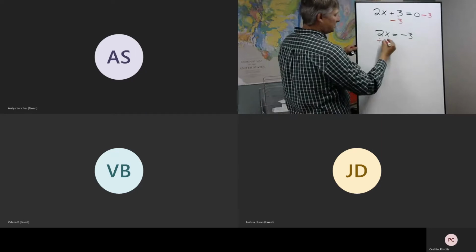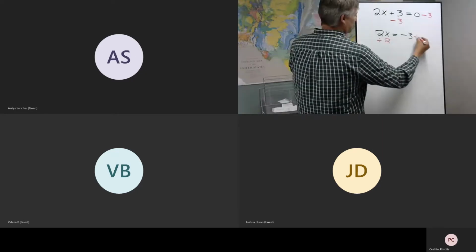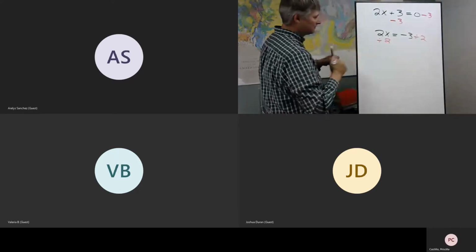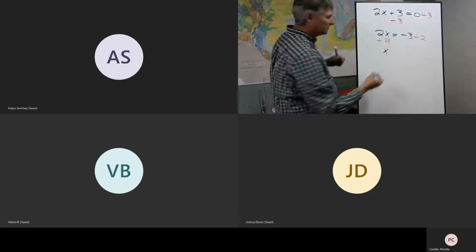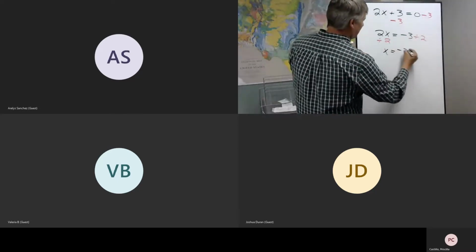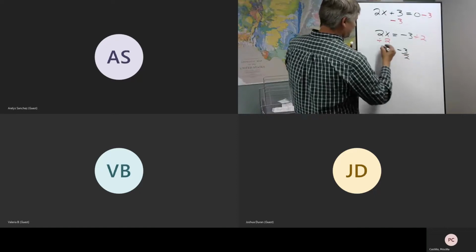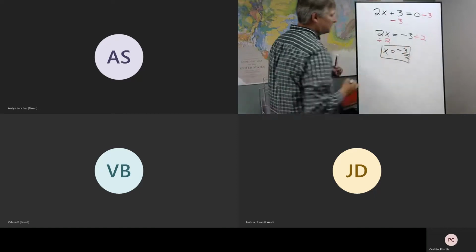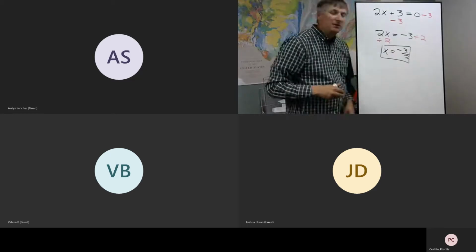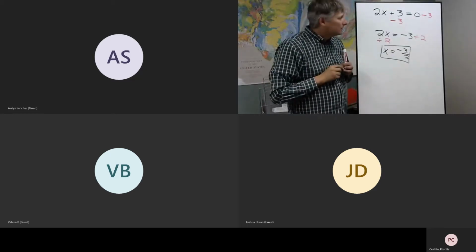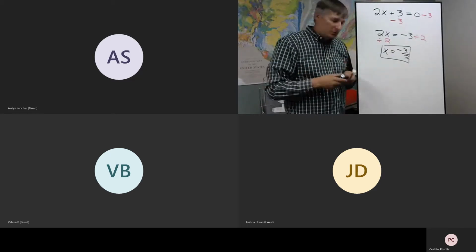Again, I'm doing opposites. Now, division is another term for a fraction. So we find that this becomes 0 when x is minus 3/2. So that's the thing we want to avoid.